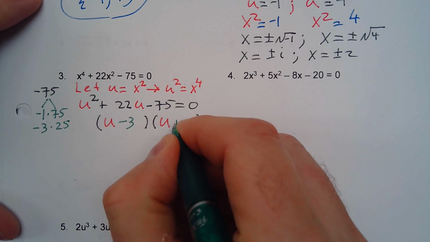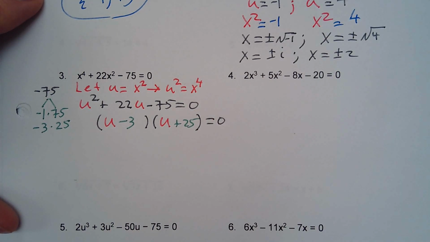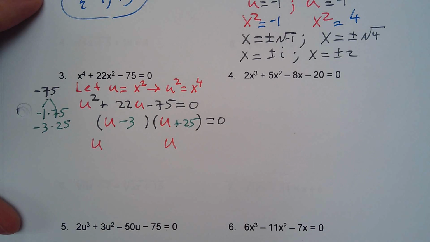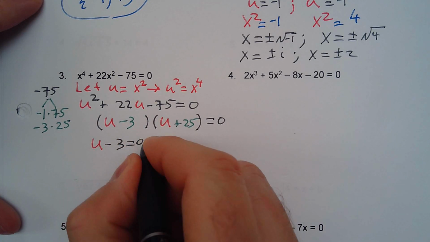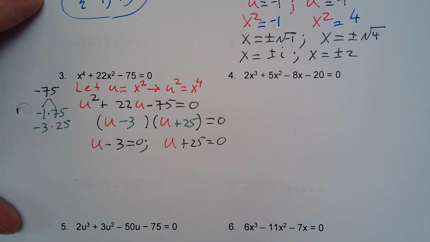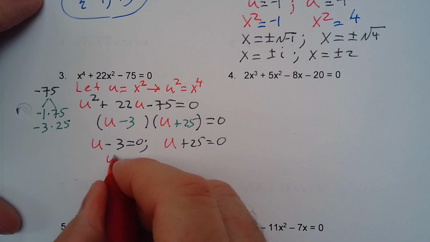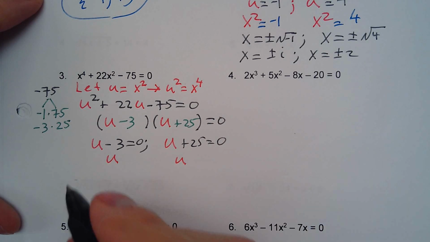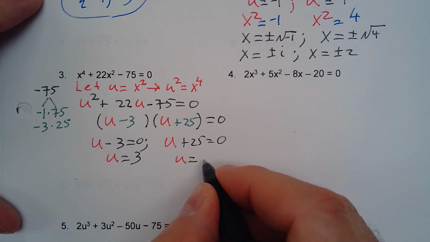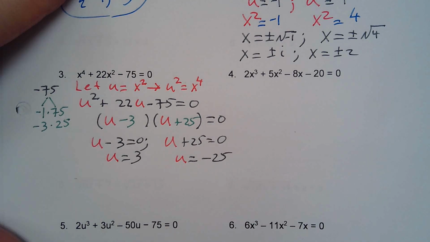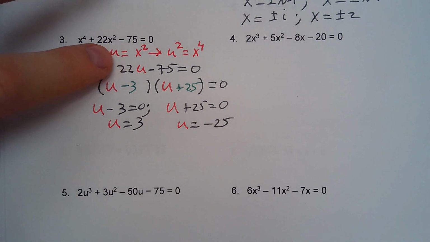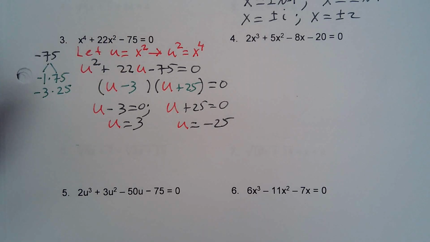Coefficient of the square term is 1, so we can write down the factorization immediately: u minus 3 times u plus 25. We'll set each of those factors equal to 0 and solve. Here we'll go ahead and add 3 to both sides, so u equals 3. Here subtract 25 from both sides. So now we got it solved in terms of u. I want to replace u by x squared and then finish solving for x.